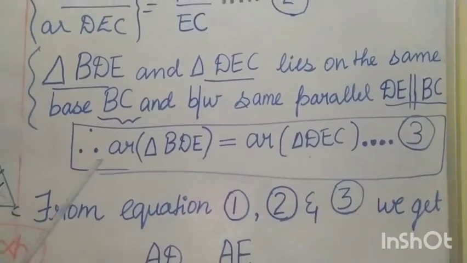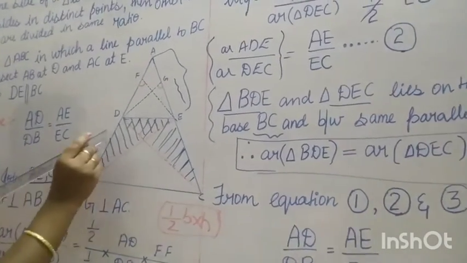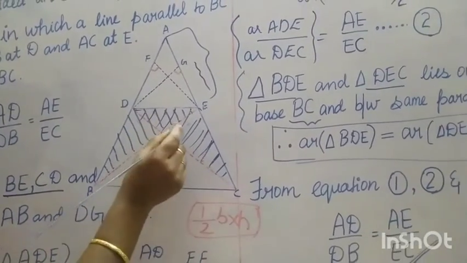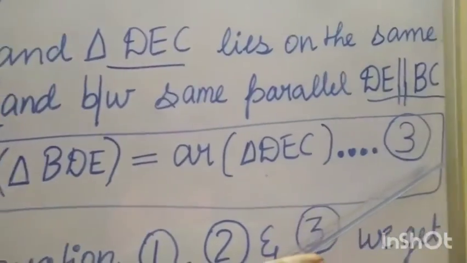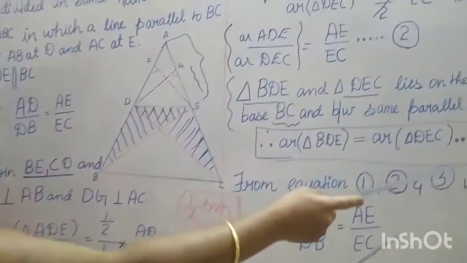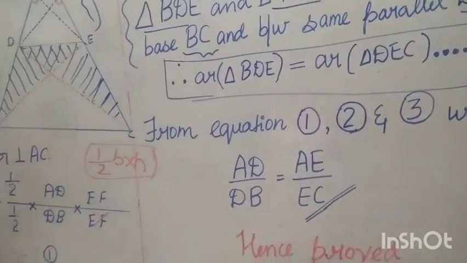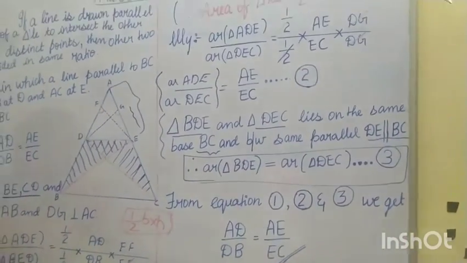So what we can conclude here is that the area of triangle BDE is equal to the area of triangle DEC. Okay, here I have written. So this is equation number 3. Now from equation number 1, 2 and equation number 3, we can conclude that AD by DB is equal to AE by EC.